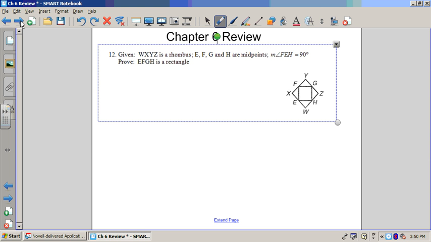This time I've got that I have a rhombus. WXYZ is a rhombus. E, F, G, and H are midpoints. The measure of angle FEH is 90 degrees. Okay, I want to show that EFGH is a rectangle.